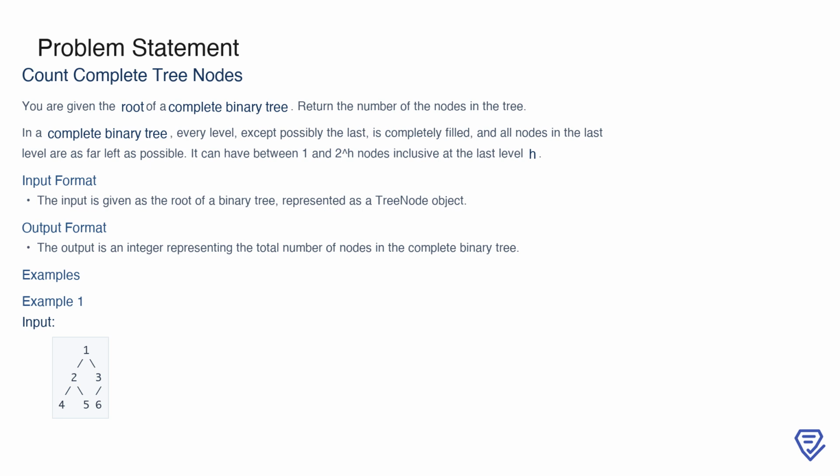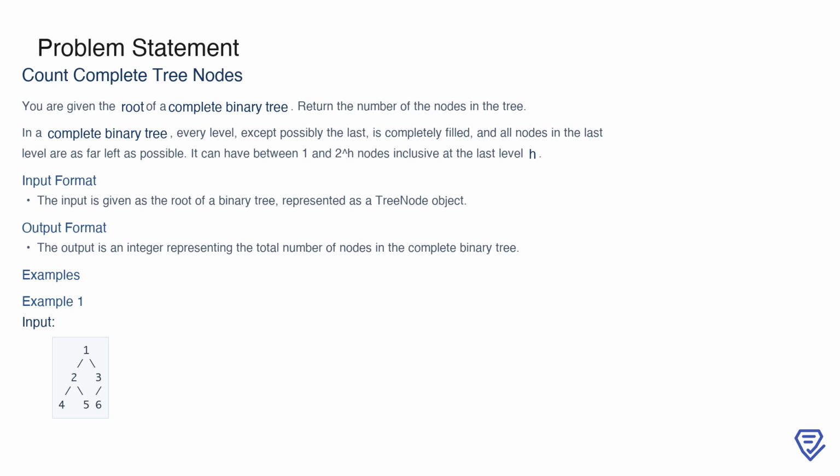Now, a complete binary tree has a specific structure. Every level of the tree, except possibly the last, is completely filled with nodes. If the last level isn't fully filled, then all its nodes are aligned as far to the left as possible. This means that depending on the height of the tree, the last level can have anywhere from 1 to 2 to the power of h nodes.